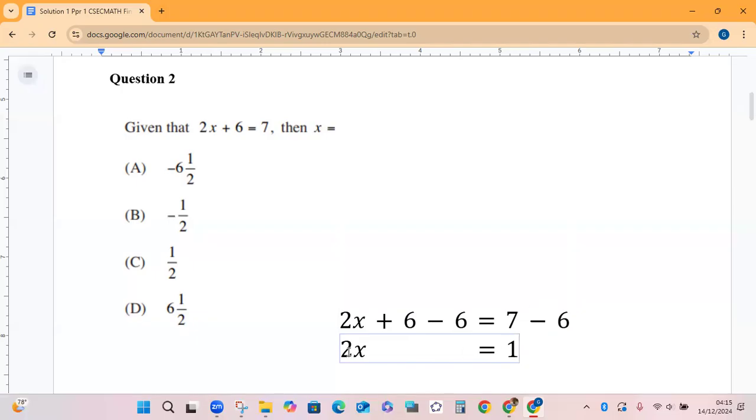Now we go to the 2, which is a coefficient because it is multiplying. To cancel out a multiplying, you have to divide. So we have to divide by 2 on the left. Now, if you divide by 2 on the left, you have to divide by 2 on the right. There are different ways of showing divide by 2. Let's use the fraction way.